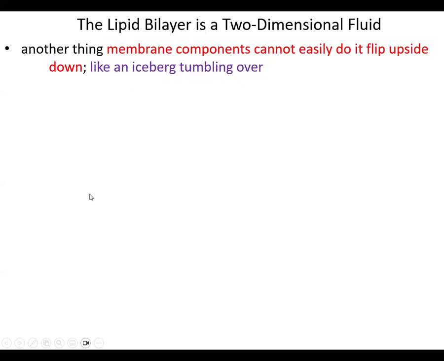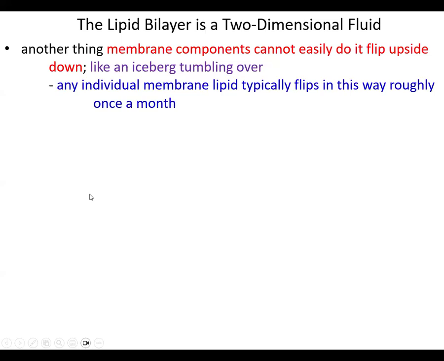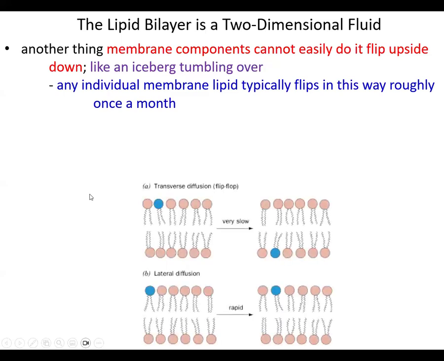Another thing that membrane components can't easily do is transversely diffuse. They don't easily flip upside down. Think of this as an iceberg tumbling upside down in the ocean. Any individual membrane lipid or membrane protein typically flips upside down in this way roughly once a month. And if you know anything from biology at this point, you know that that's a very, very slow process. That's a long time for anything to happen in the cell. So this is what we mean by transverse diffusion, by flipping.